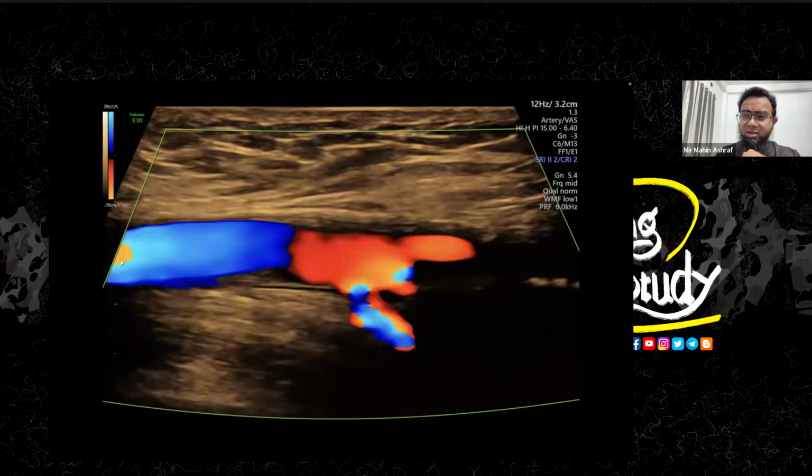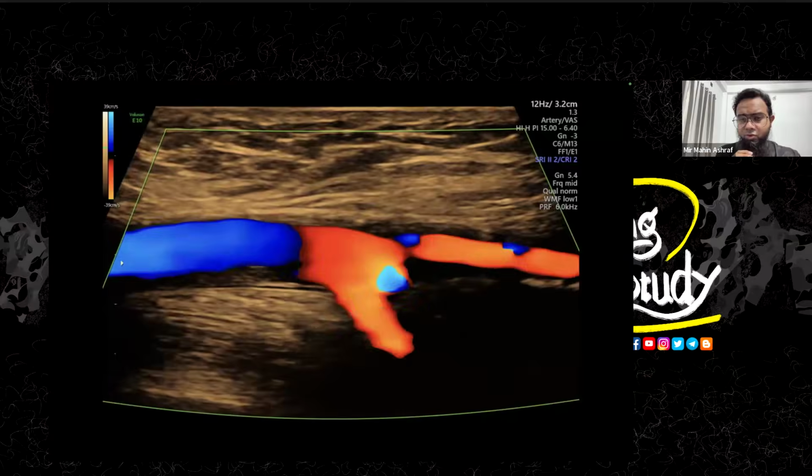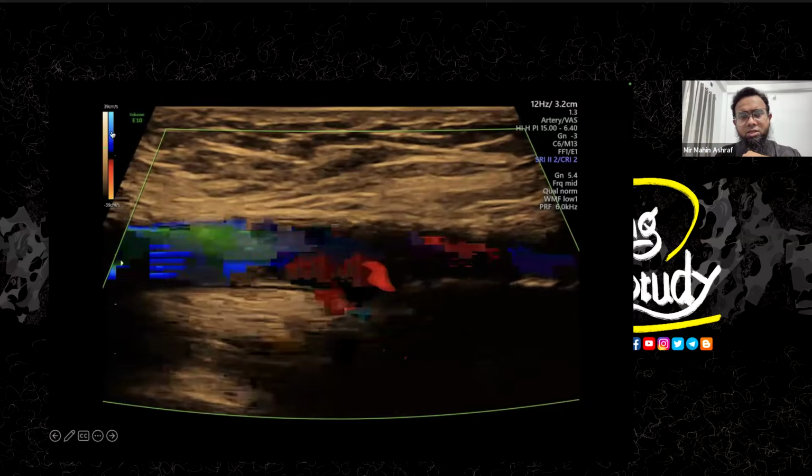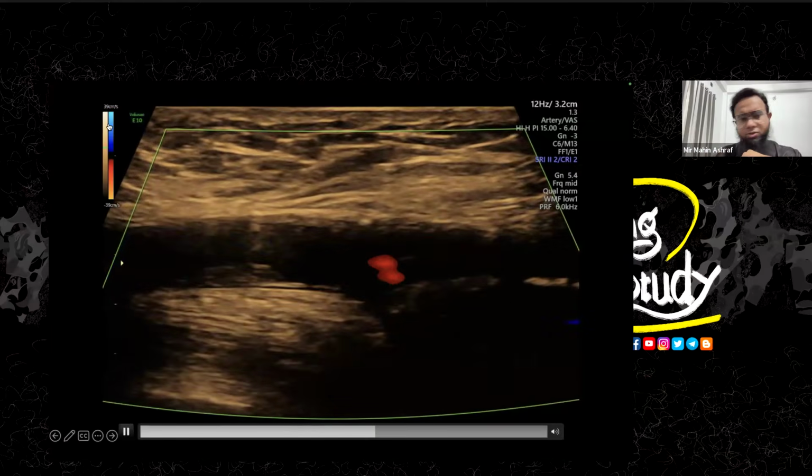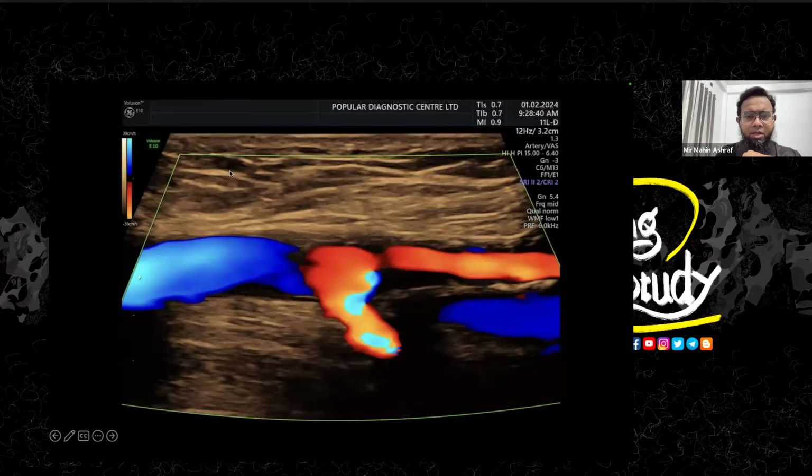These sometimes make you confused, so be careful. Towards the transducer means this part. Just change it to whatever you need. Here there is also some mixing of colors. This flow is coming to the transducer and this flow is going away from the transducer. So the flow direction is from the screen's left side to the right side.